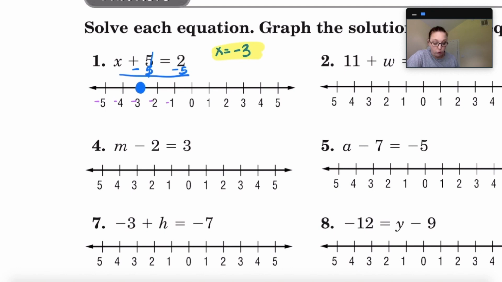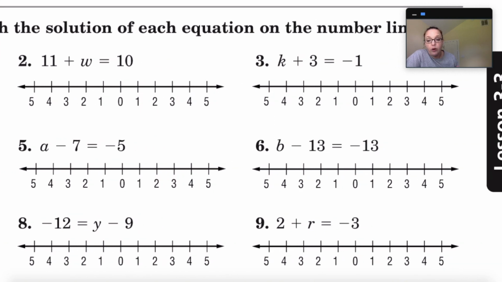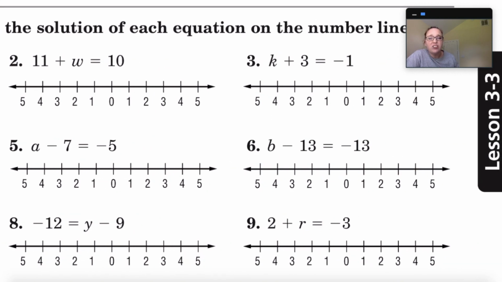Let's look at problem 2. For number 2, before I go any further, I'm actually going to rewrite that equation up here so that I can work with it better. So 11 plus w is equal to 10. When I solve this, I'm going to have to subtract 11 on both sides. 10 minus 11 is negative 1. So I end up with w is equal to negative 1.